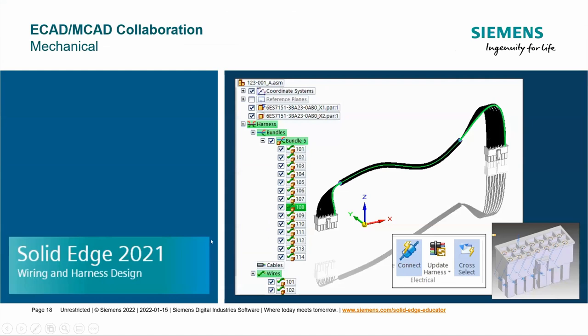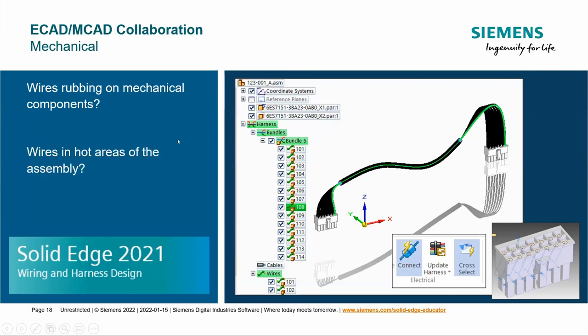Okay, so I wanted to make sure that I showed that to you. As a reminder, right, about the importance of collaboration. This is the mechanical engineer. This is their environment, the connected mode. What are some of the things that team is thinking about? The wires, right? Could they be rubbing on some of these mechanical components? We've got an arm that moves, a door that shuts or whatever. Are the wires running in such an area that they could be rubbing and we'd have an issue?